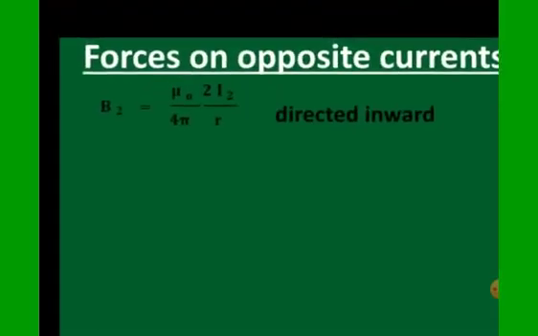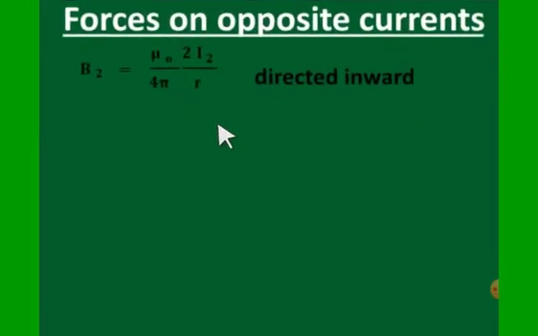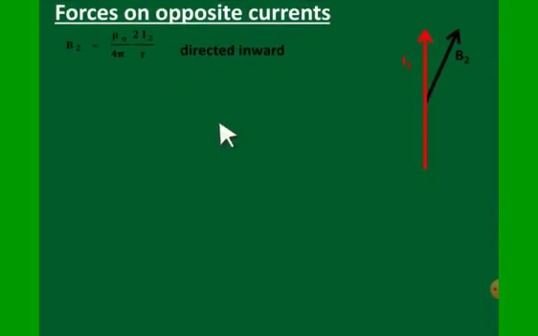Okay, then the direction of the magnetic field that will be produced here, due to this current carrying conductor, will be inward. The expression of the magnetic field B2 will be given by what? B2, because it is due to the current I2: mu naught by 4 pi, twice I2 by R, where R is the distance between the two parallel current carrying conductors.